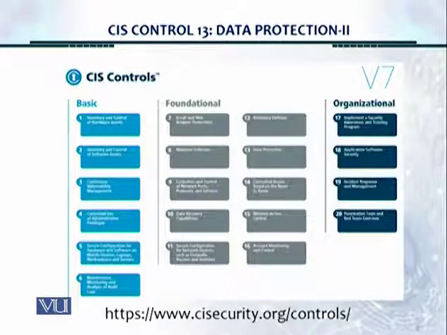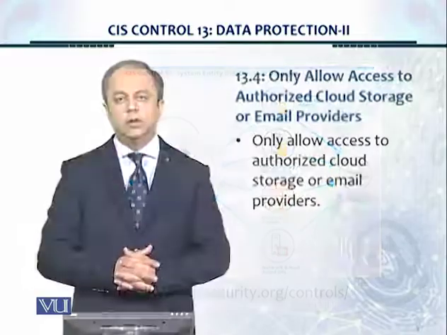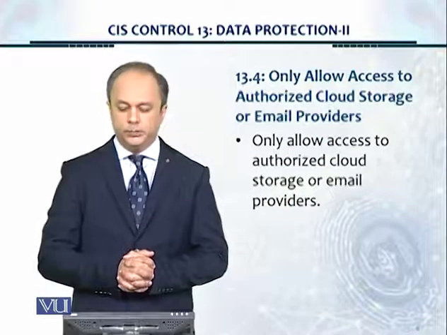Now, this is the version 7 CIS controls layout. There are 20 controls, and we're right now talking about CIS control number 13, data protection. This is the system entity relationship diagram, as we have seen, and we will be utilizing network and host-based DLP, network access controls, data inventory classification, and endpoint protection systems to protect the data. So let's take a look at control number 13.4.